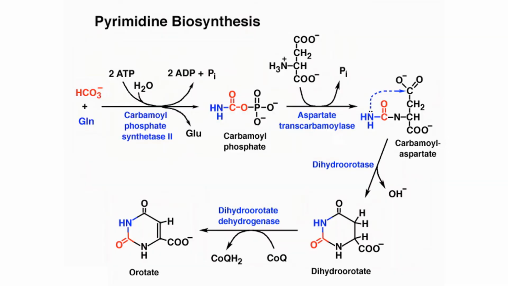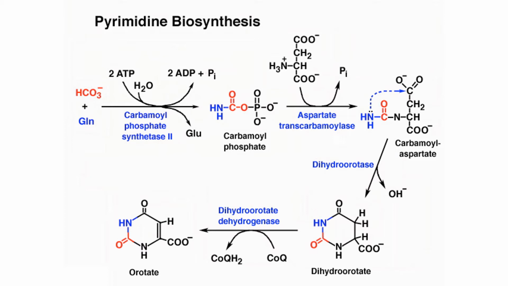So we're going to look at pyrimidine biosynthesis in 2 phases, or 2 parts. Part 1 being what we're looking at right now. The 6-membered heterocyclic ring is synthesized in a stepwise manner from simple precursors. So in the first step, the amide nitrogen of glutamine and bicarbonate, along with 2 molecules of ATP, are utilized to synthesize carbamyl phosphate.